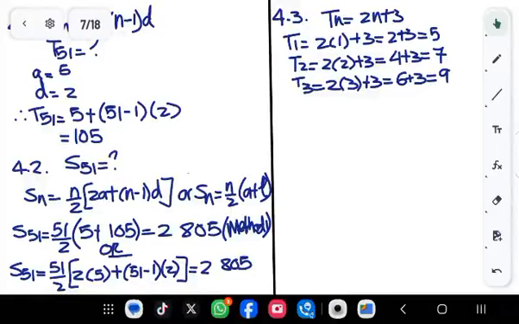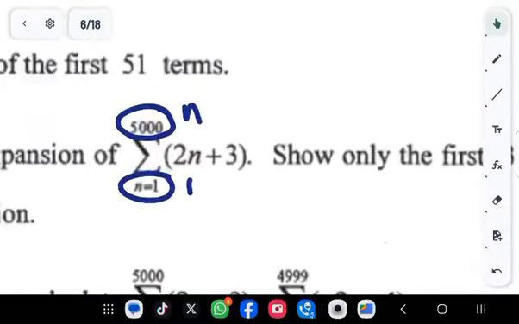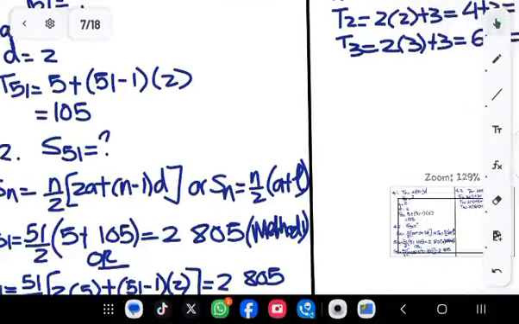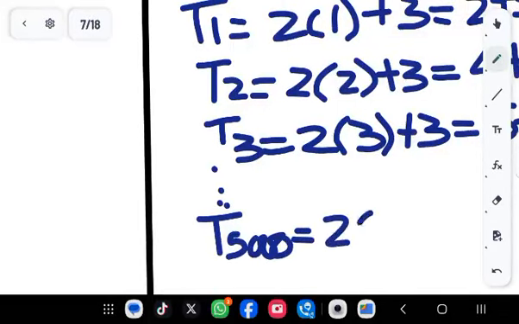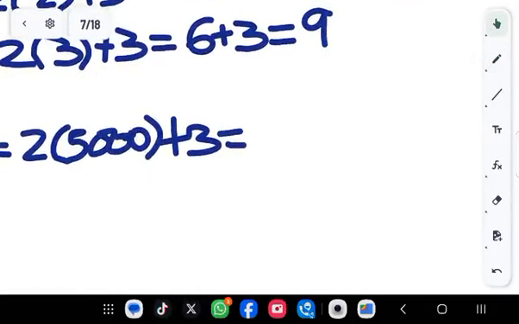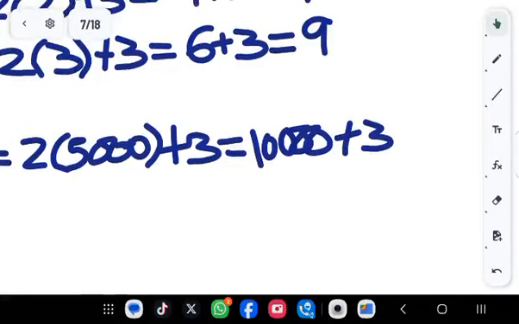Now the last term, which is term number 5,000. Let's calculate term number 5,000. That will be 2 times 5,000 plus 3, and that gives us 10,000 plus 3, which is 10,003.